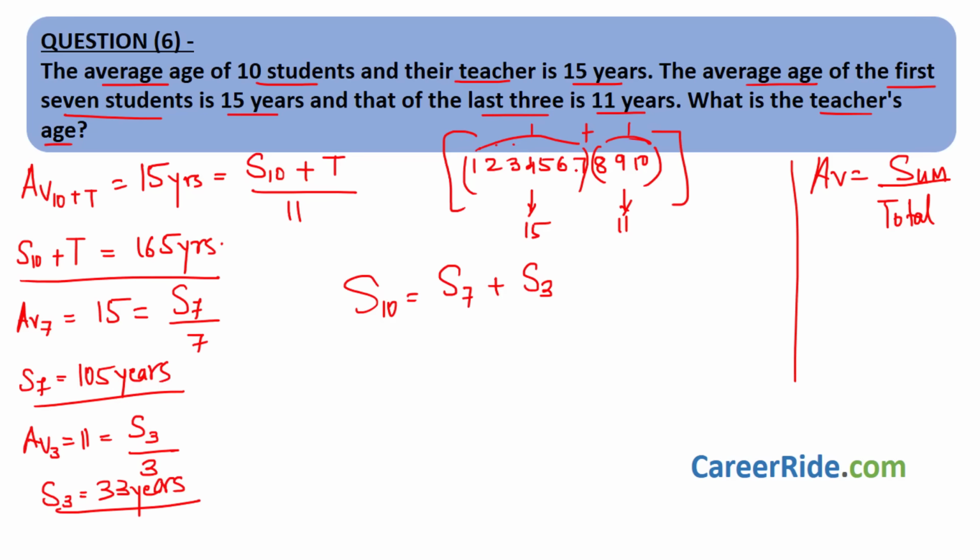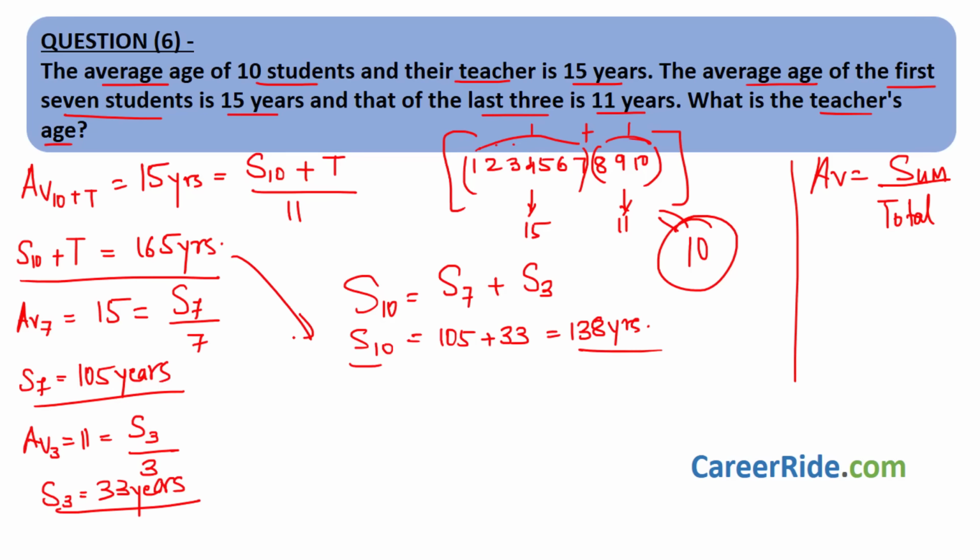Why? Because the first 7 and last 3 together make 10 students in total. There is no overlap and no one left out. In total, 10 students can be divided as first 7 and last 3, correct? So, same way, the summation of the 10 students is the sum of the ages of 7 students plus the sum of the ages of 3 students. That is nothing but 105 plus 33, that would be 138 years, right?